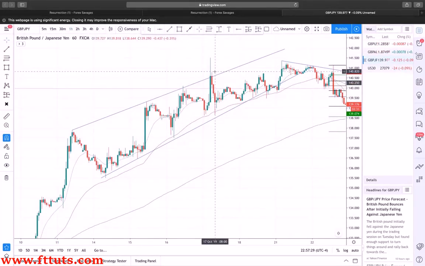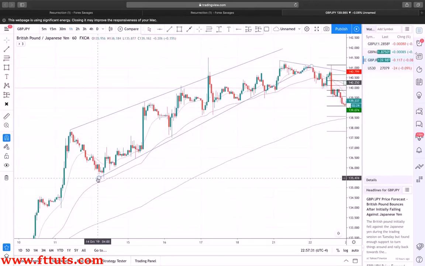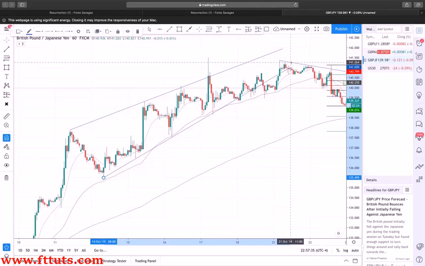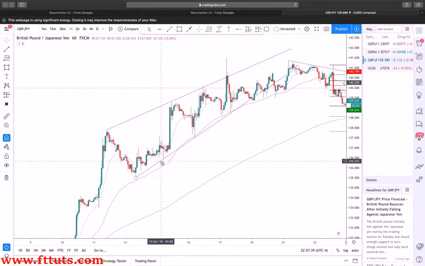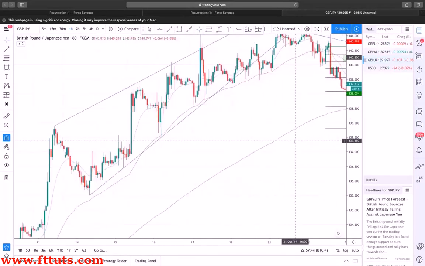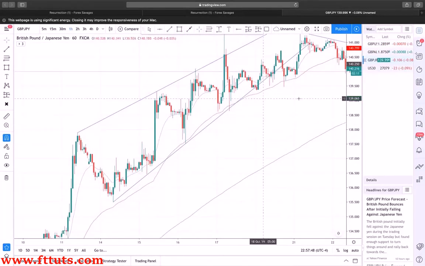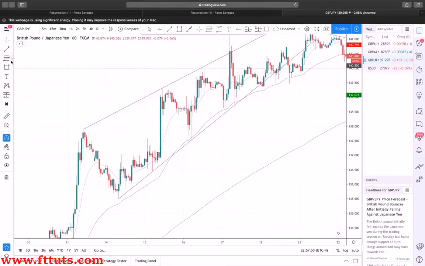One, two, three, 4, 5 bounces. Right there. 1, 2, 3, 4, and as you guys can see, that in my opinion is a valid trend line. So this is how I use my trend lines in confluence.